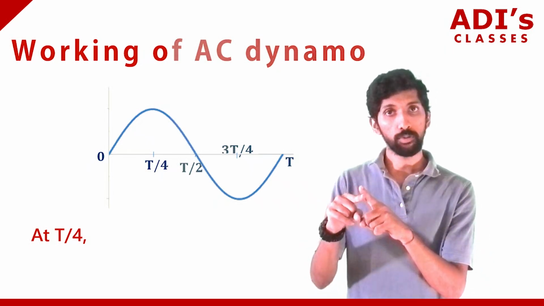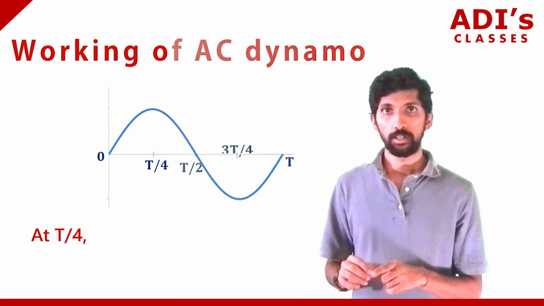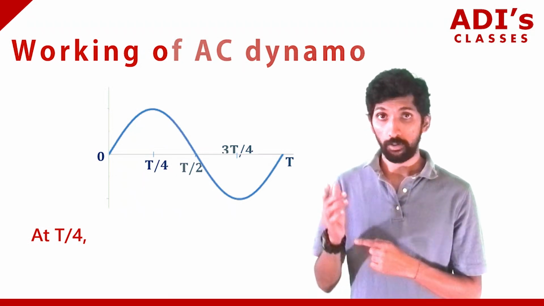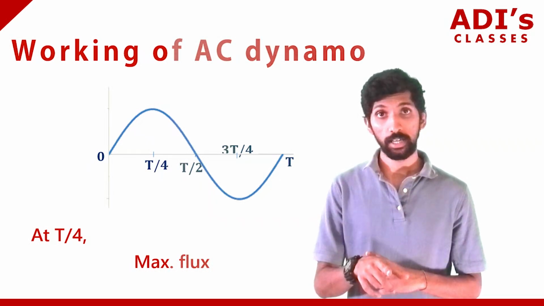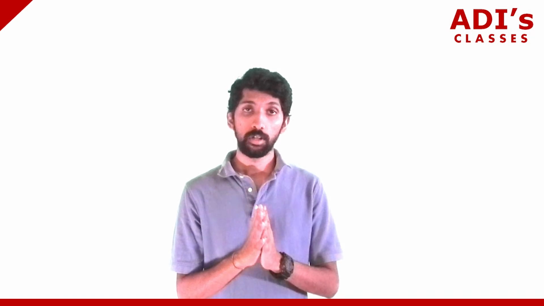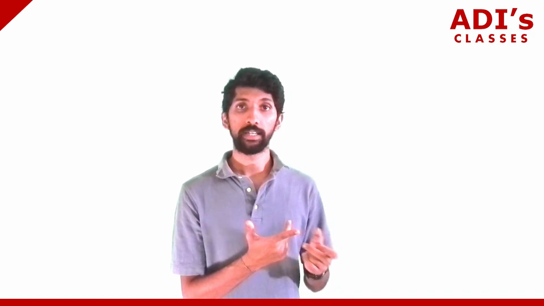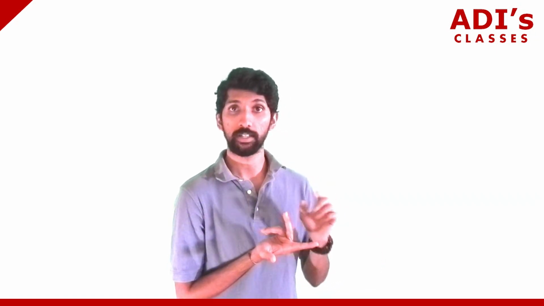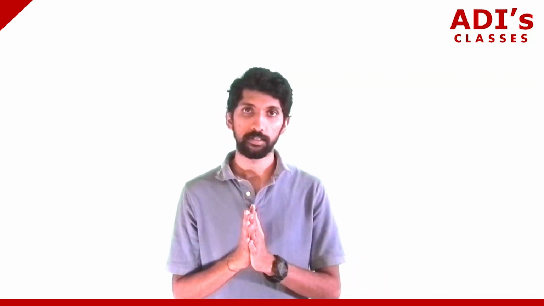Next, from T by 2 to T, in between we have 3T by 4. From T by 2, the coil again rotates, and this is the position now. Again we have maximum EMF, but in the opposite direction. The direction again comes from Fleming's right hand rule. Remember, this is the motion, this is the field, and this becomes the induced EMF, which comes on the negative scale.